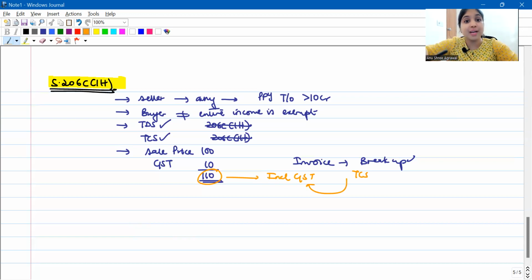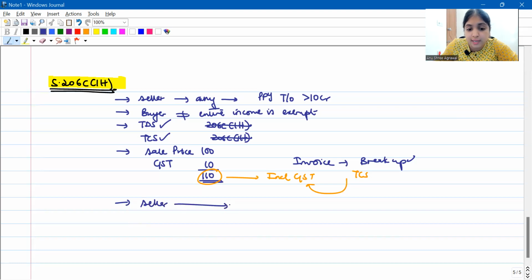Understanding? Even if the breakup is given. Generally, in TDS we say if the breakup is given, then don't calculate TDS on the GST component. Calculate on the gross amount without considering GST, right? But in TCS, in 206C1H, you will calculate TCS on the amount including GST always. Okay, then listen to the next condition.